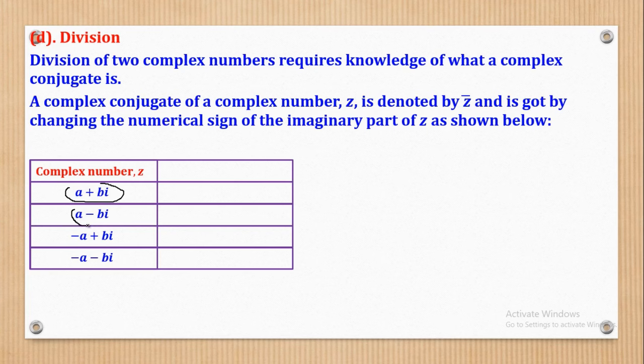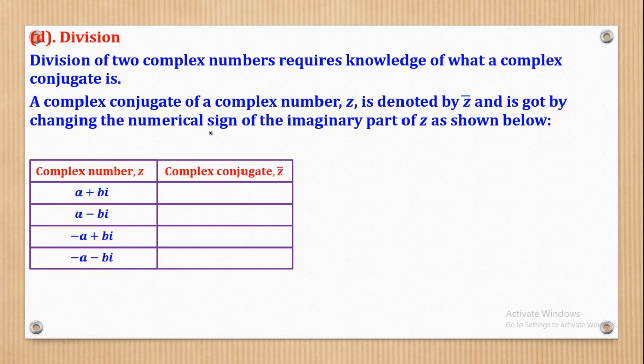Here, the real part is positive, imaginary is negative. Here, the real part is negative, imaginary is positive, and here both are negative. So those are the 4 ways a complex number can be written or represented. Now let's get their complex conjugate.